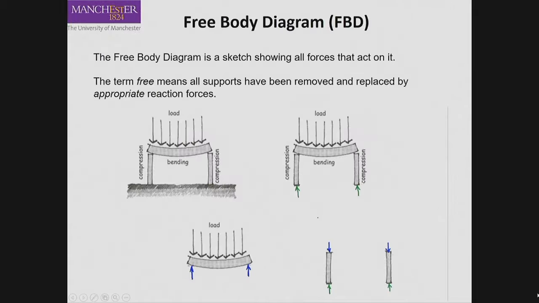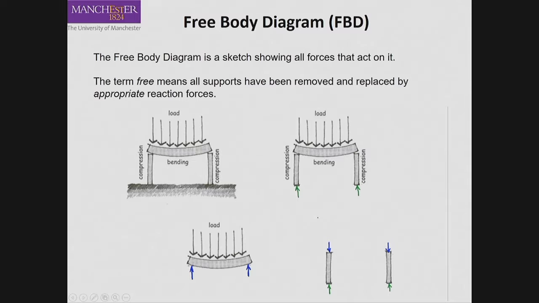Now let's go to some examples. So what is a free body diagram? It's a sketch showing all the forces that act on a body. And on a body, that is an important one, that means the body that is of your interest. So there could be a number of free body diagrams you could draw, and that will depend on what you are trying to solve at that point, or for that particular part. The term free here means that all supports have been removed and replaced by an appropriate type of reaction forces.